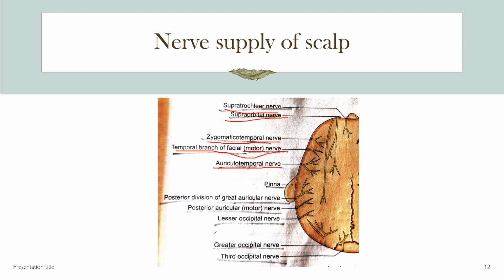Now behind the ear we have the posterior division of great auricular nerve, the posterior auricular nerve, which is motor, again motor, then the lesser occipital nerve, greater occipital nerve, and the third occipital nerve. So here are the other five, and from these the posterior auricular nerve is the motor one.